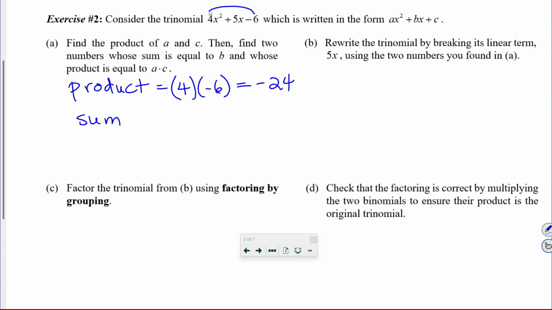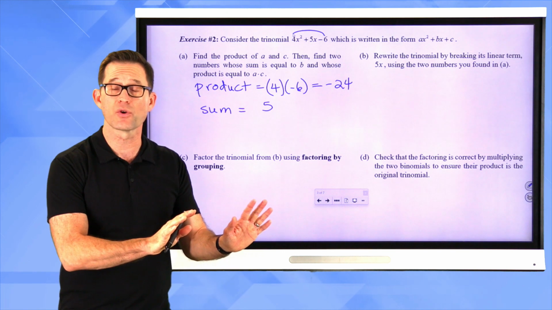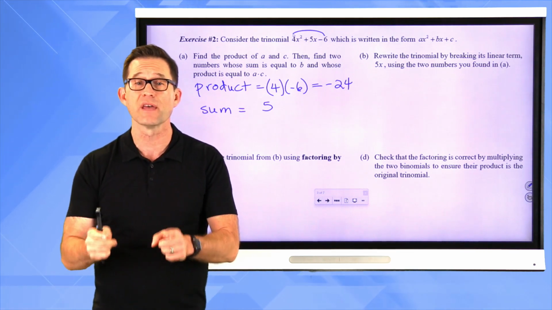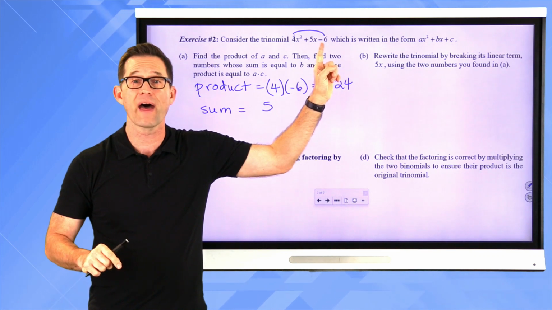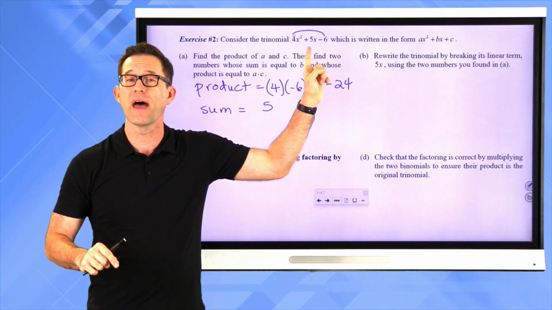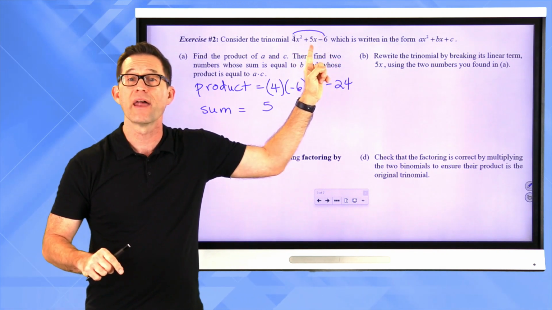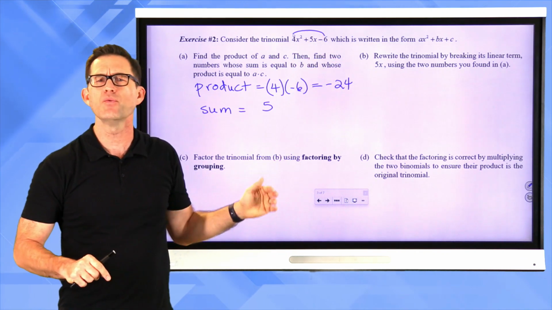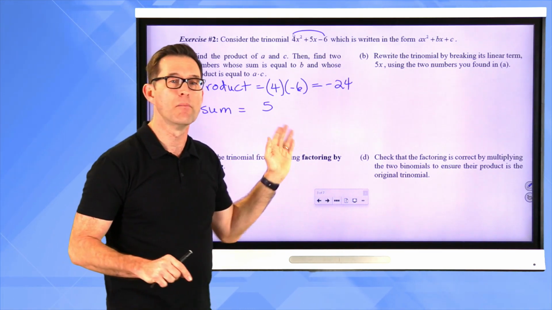Thankfully, the sum is still just that linear coefficient of 5. So again, the big difference between factoring challenging trinomials and factoring easy ones is that when we factored the easy ones, we were just looking for a product equal to that and a sum equal to this. Now we're looking for a product that's equal to the product of those two numbers and a sum equal to that. So what two numbers have a product of -24 and a sum of 5?